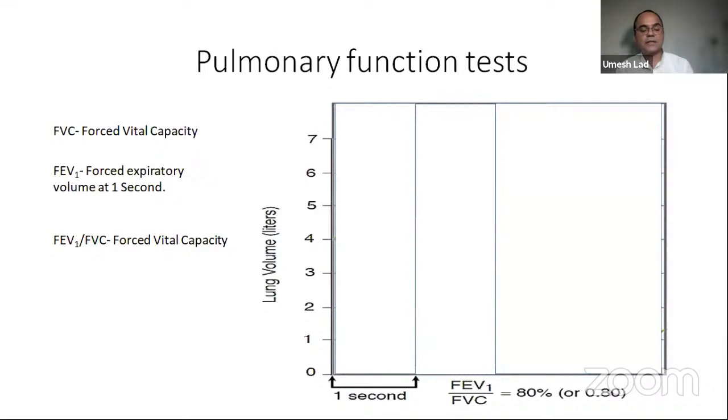Others are restrictive lung disorders. Now, by definition, what is an obstructive lung disorder and what is a restrictive lung disorder? In obstructive lung disorder, there is some obstruction to the ventilation. Remember that, to the ventilation, there is some obstruction in the bronchial tree.